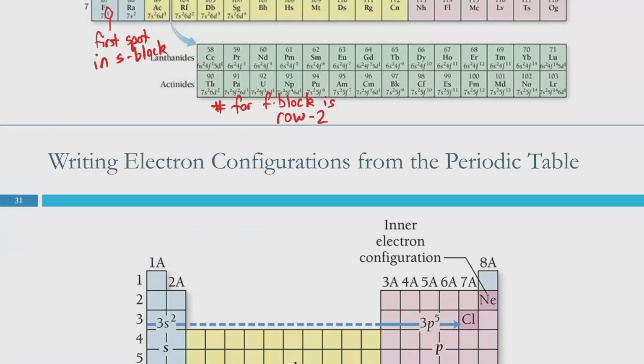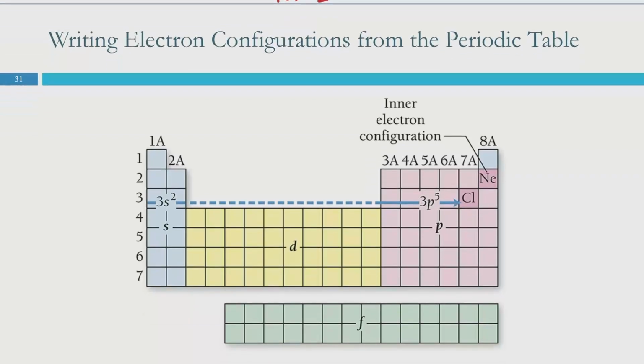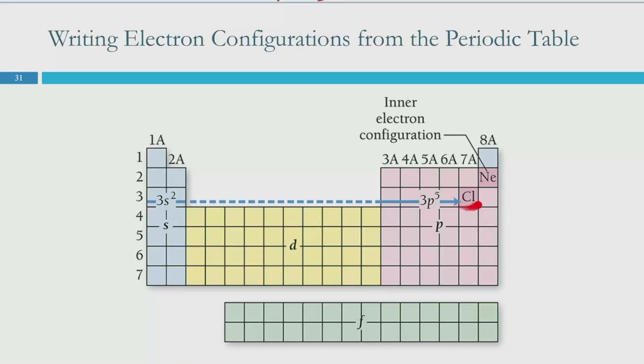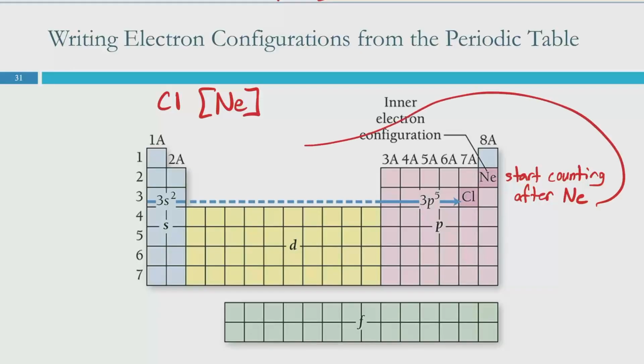Okay, so if we want to write an electron configuration from the periodic table, for this one we're doing it for chlorine. For chlorine, the previous noble gas is neon. So we take neon and we put its symbol inside of brackets. That represents everything up to neon. So we're going to start counting after neon.